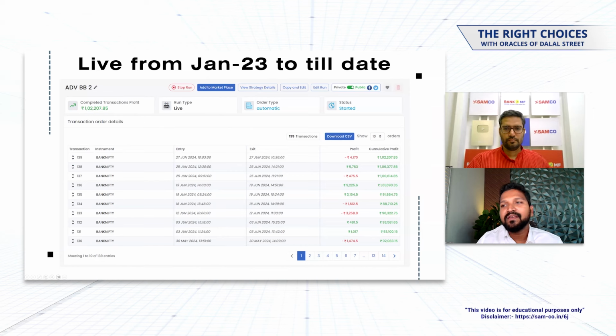You can see here, this strategy started in January 2023, which means it's been near to 2 years. It's not more than 2 years, it's near to 2 years exactly. Over this period, these are for two lots, and for two lots I was able to make near to 1 lakh rupees of profit. But you can see from January 2023 till right now, it's been like June 2024.